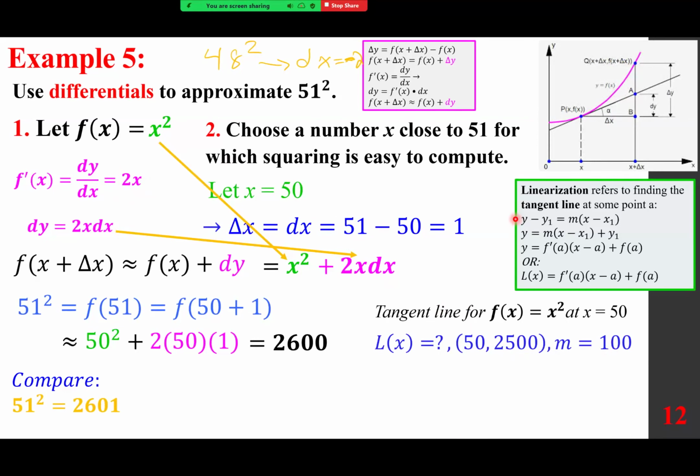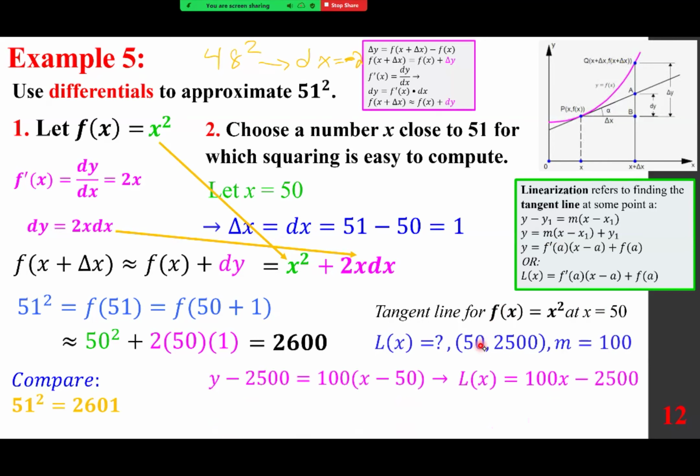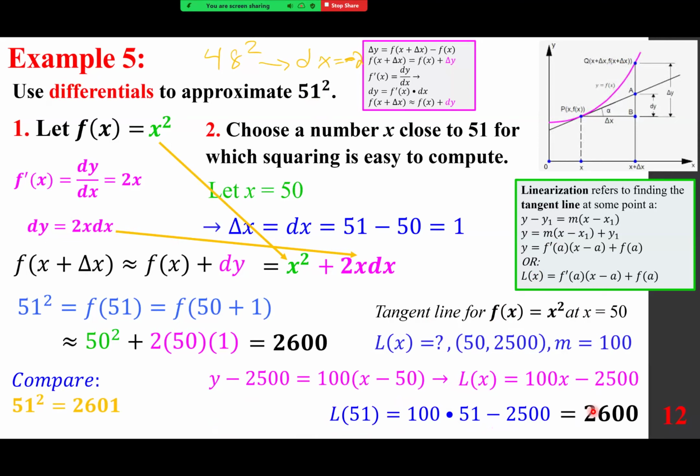Now we are going to use the point slope: y minus 2,500 equals m, which is 100, times x minus 50. And if you simplify that, you get y, which we are going to call L of x, is 100x minus 2,500. What were we looking for? 51 squared. Therefore, L of 51 is 100 times 51 minus 2,500, and we must get a number identical to what we found here.